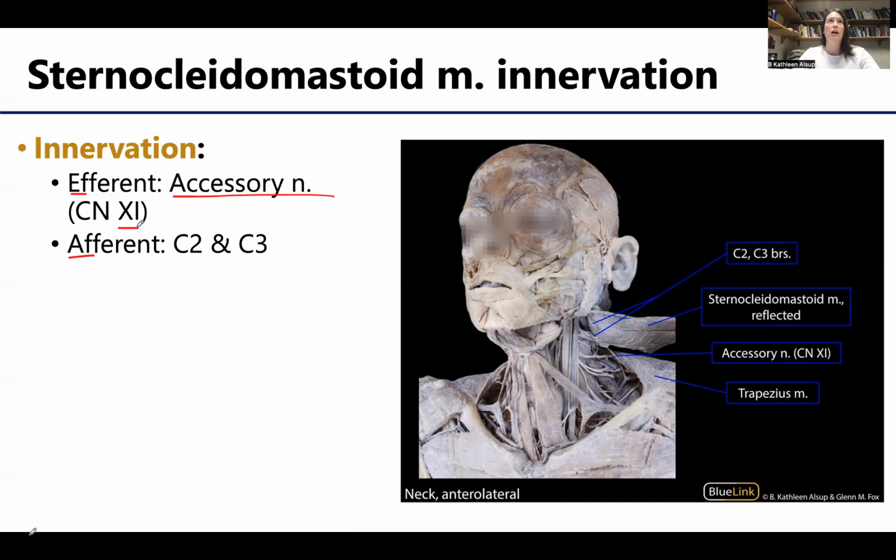And as you will talk more about when you get to the neuro section, accessory nerve is an example of one of the cranial nerves that is solely motor or solely efferent. So you have to get those afferent or sensory fibers from other nerves. And specifically, the sternocleidomastoid gets its afferent innervation from branches of the cervical spinal nerve 2 and cervical spinal nerve 3. So you can see some of those branches kind of coming off from that region and going to innervate the deep side of the sternocleidomastoid.